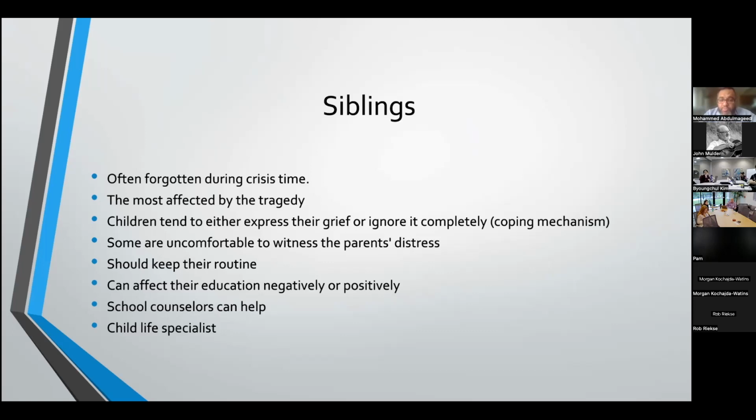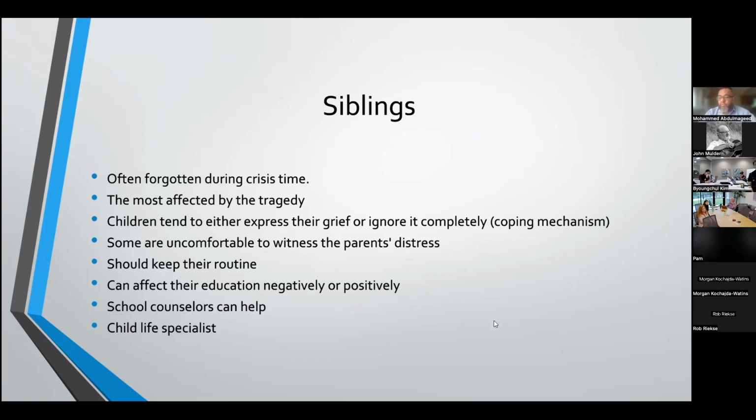Children tend to either express their grief or ignore it completely as a coping mechanism. Some are uncomfortable witnessing the parents' distress. They might think, okay, my brother died, I understand, but whenever I see my parents keep crying, keep remembering my sister or my brother, this is uncomfortable for me. I cannot live with that.